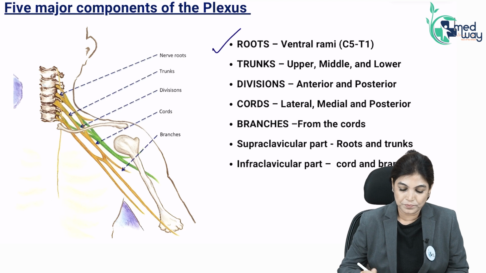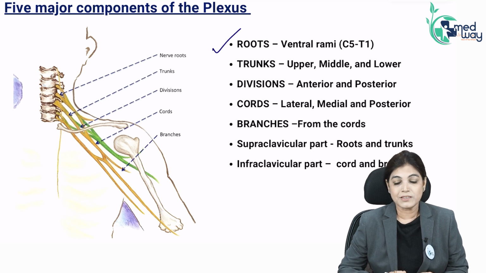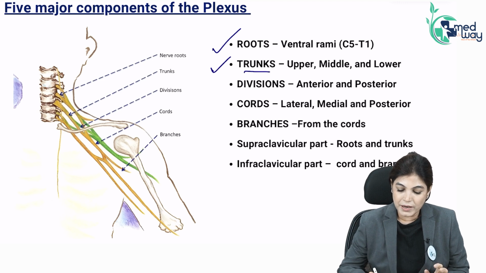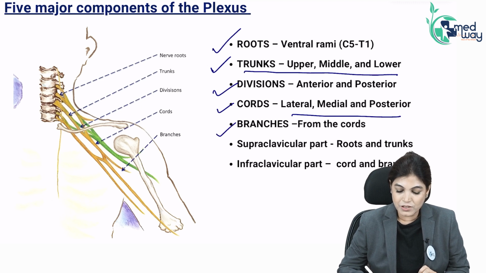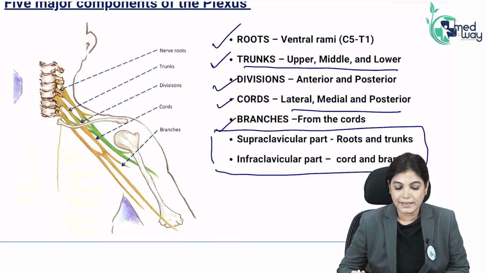We have got the roots, which are formed by the ventral rami of C5, C6, C7, C8 and T1, which we have already discussed. The trunks of brachial plexus are 3 in number: upper, middle and lower trunk. Thereafter, each trunk will divide into 2 divisions, anterior and posterior. The cords of brachial plexus are 3: medial, lateral and posterior. Then the branches from the cords. And why is it written here as supraclavicular and infraclavicular?